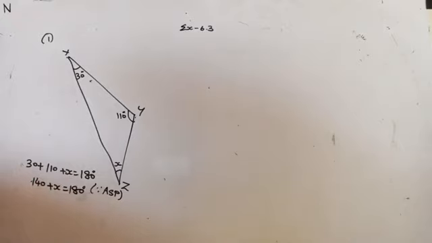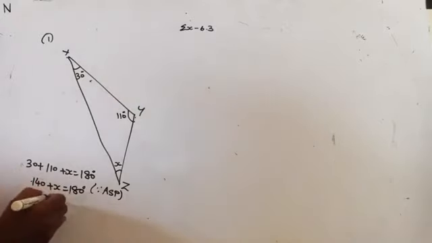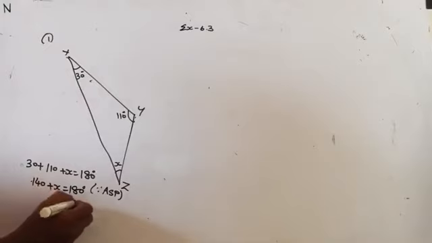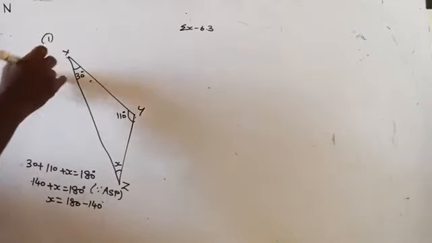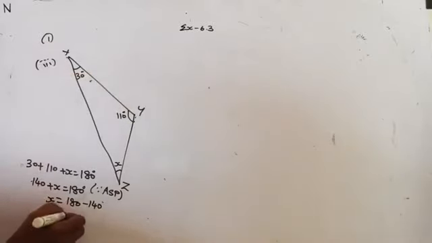Right? So keep the unknown variable on the left-hand side. So x is equal to 180, plus 140 becomes minus 140. It is the third part. So 180 minus 140 is what? 40 degrees. Therefore, the value of x is 40 degrees. The value of x is what? 40 degrees.